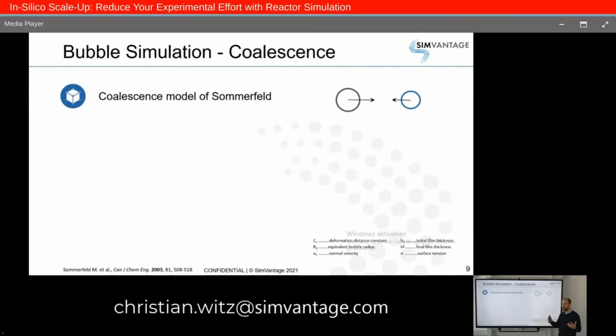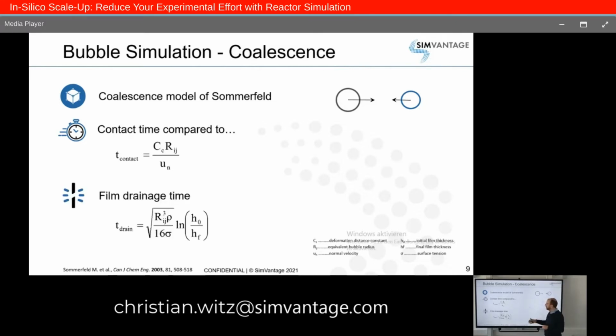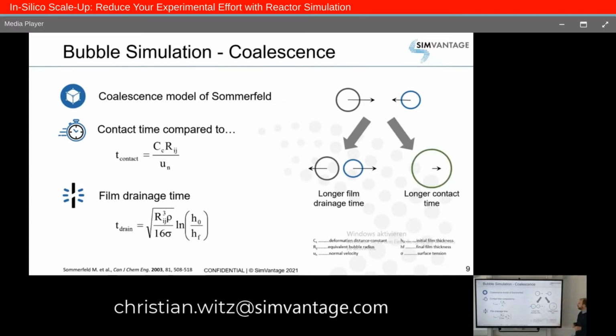And to decide if either they exchange momentum and separate again, or if a big bubble is formed, you can use the coalescence model of Sommerfeld, where you can compare the contact time of these two bubbles with the film drainage time, how long this film takes to rupture. And if the film drainage time is longer, then the bubbles just separate again. And if the film rupture time is shorter, and the contact time is longer, then a big bubble is formed.